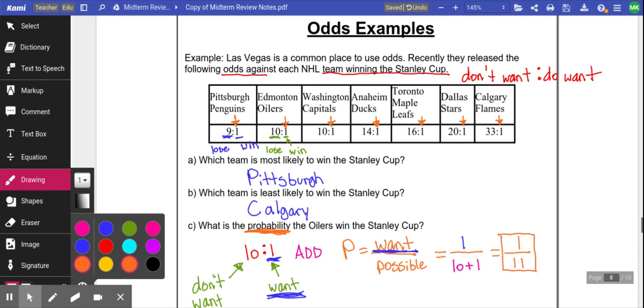Typically, the reason we convert from odds to probability is when the odds are all different and crazy numbers, and we're trying to figure out what's more likely to happen. Probability is easy for telling what's more likely to happen because you can just turn it into a decimal and then figure out which decimal is the highest. And this decimal is 0.09. Any number smaller than that has less probability. Any number bigger than that has more probability.